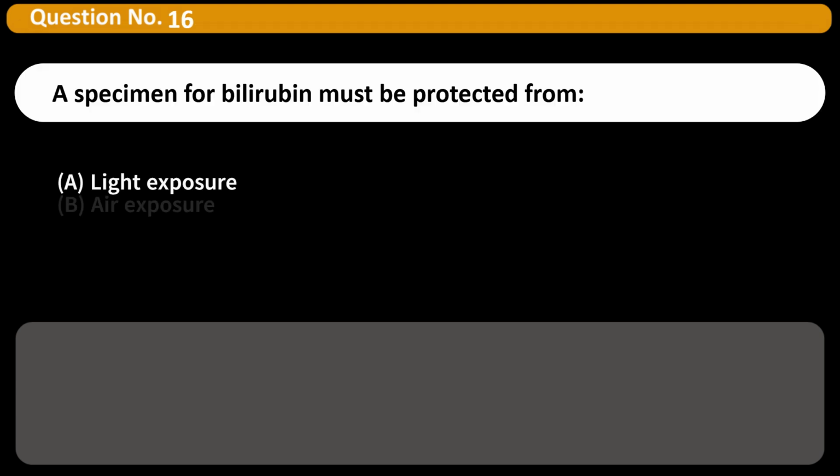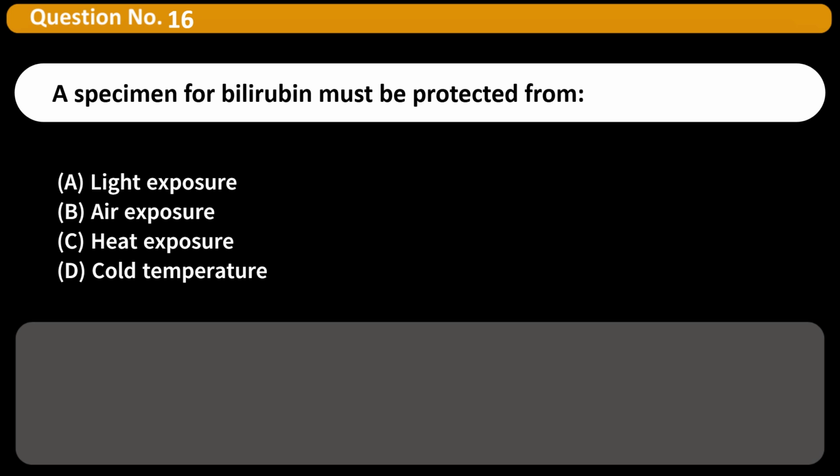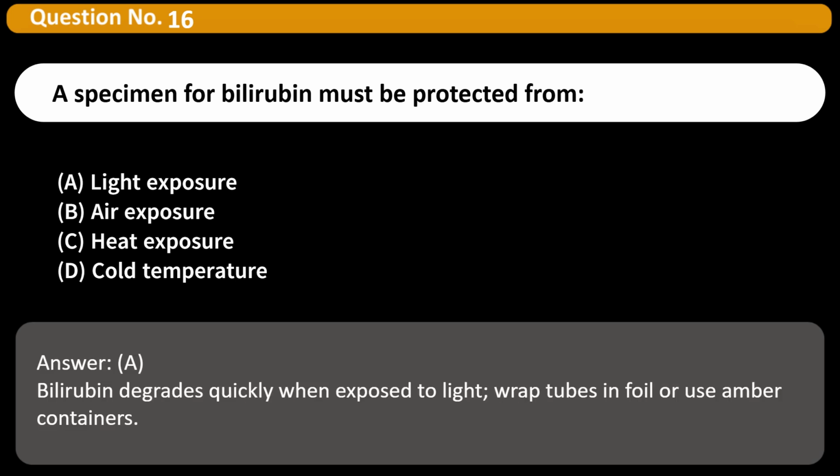A specimen for bilirubin must be protected from A. Light exposure. B. Air exposure. C. Heat exposure. D. Cold temperature. Answer A. Bilirubin degrades quickly when exposed to light. Wrap tubes in foil or use amber containers.